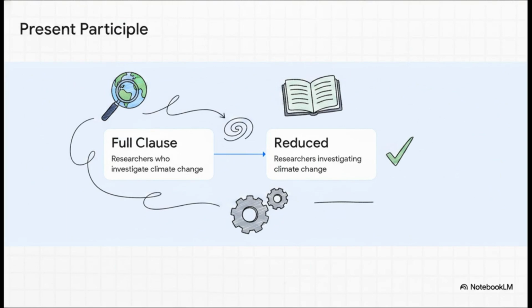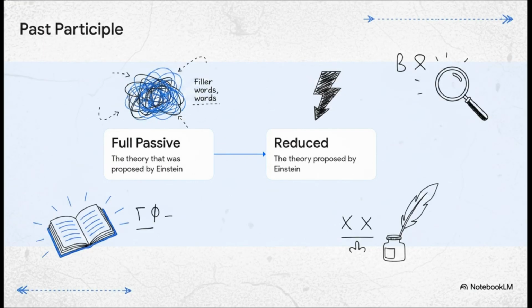Now, if you want your writing to really flow in high-level academic settings, reducing active clauses down to a present participle is an absolute game changer. Watch how this shrinks down. Researchers who investigate climate change instantly tightens into researchers investigating climate change. It means the exact same thing, but it strips out the clunky pronoun and streamlines the verb. So smooth. And the same exact trick works for passive clauses. Just cut out the filler words to leave a punchy, precise past participle. The theory that was proposed by Einstein drops the that was and just becomes the theory proposed by Einstein. It's cleaner, it reads way faster, and it's a massive hallmark of advanced academic style.